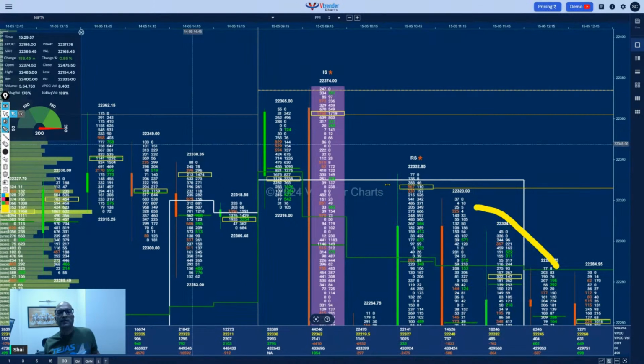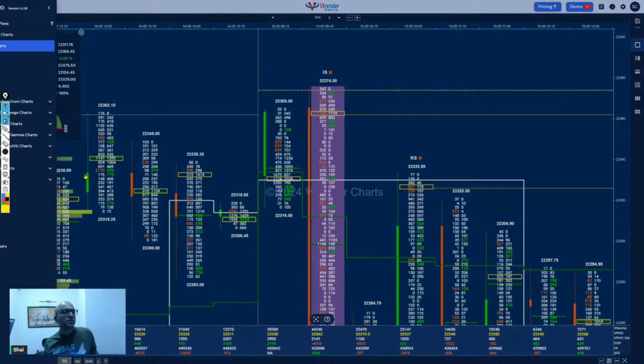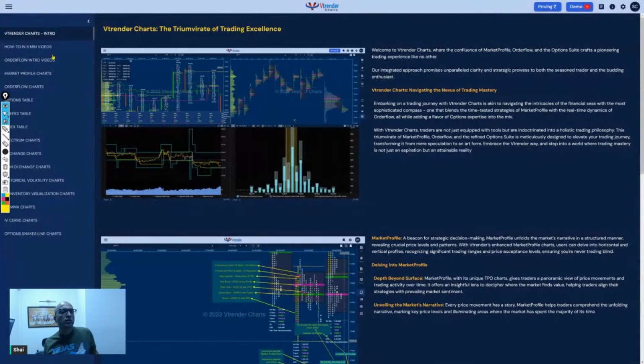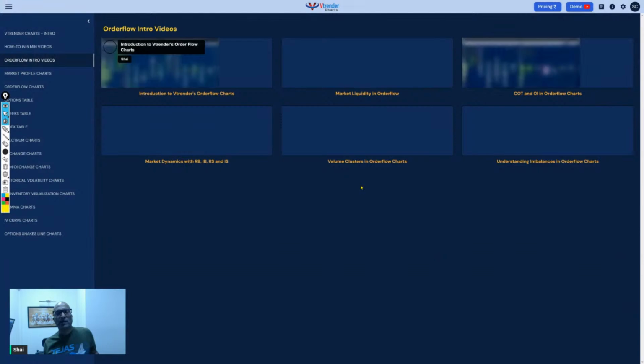So this is an example of imbalances, and like I've been saying, there are about 5 of them you need to be looking at to get extremely good at order flow trading. Extremely good. So you cannot be focused on only one aspect of order flow.